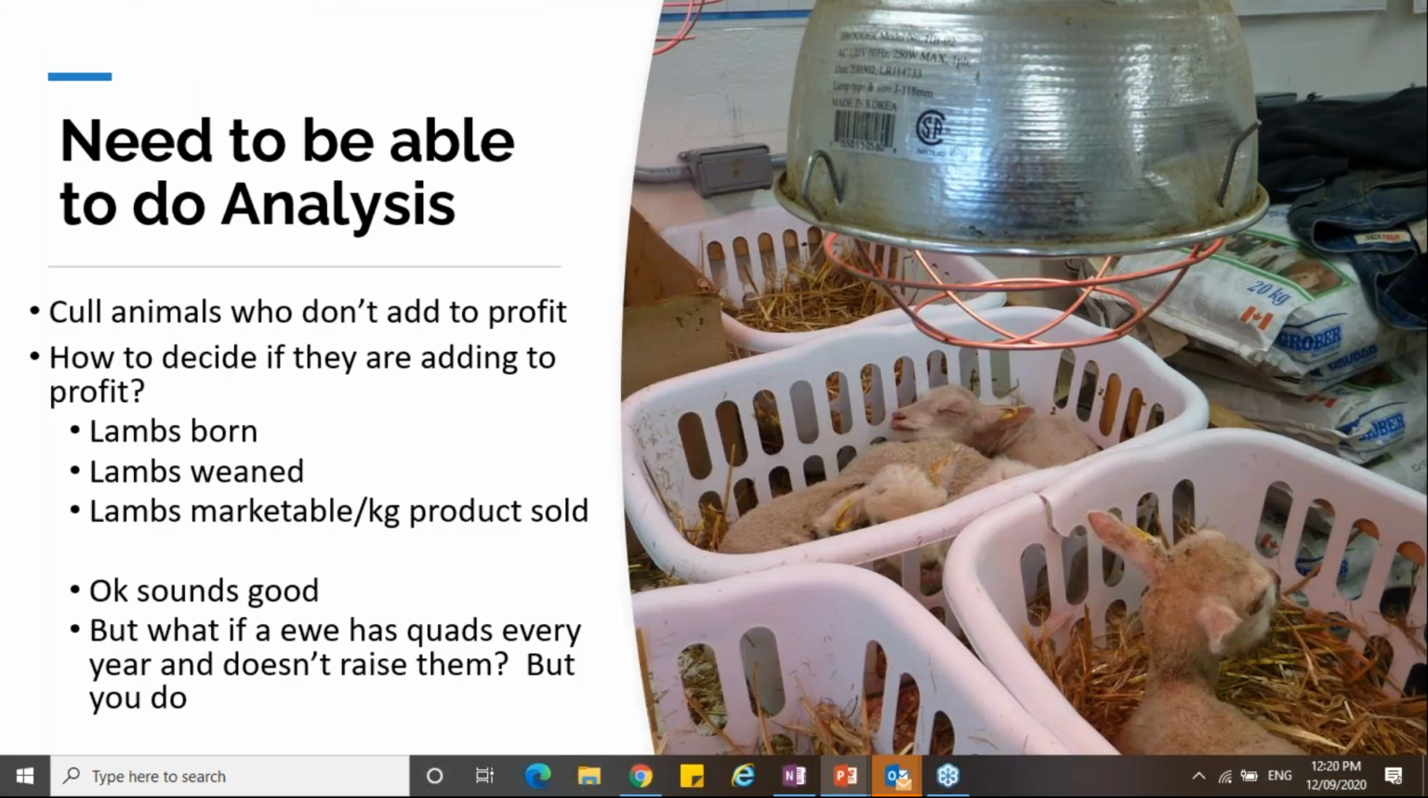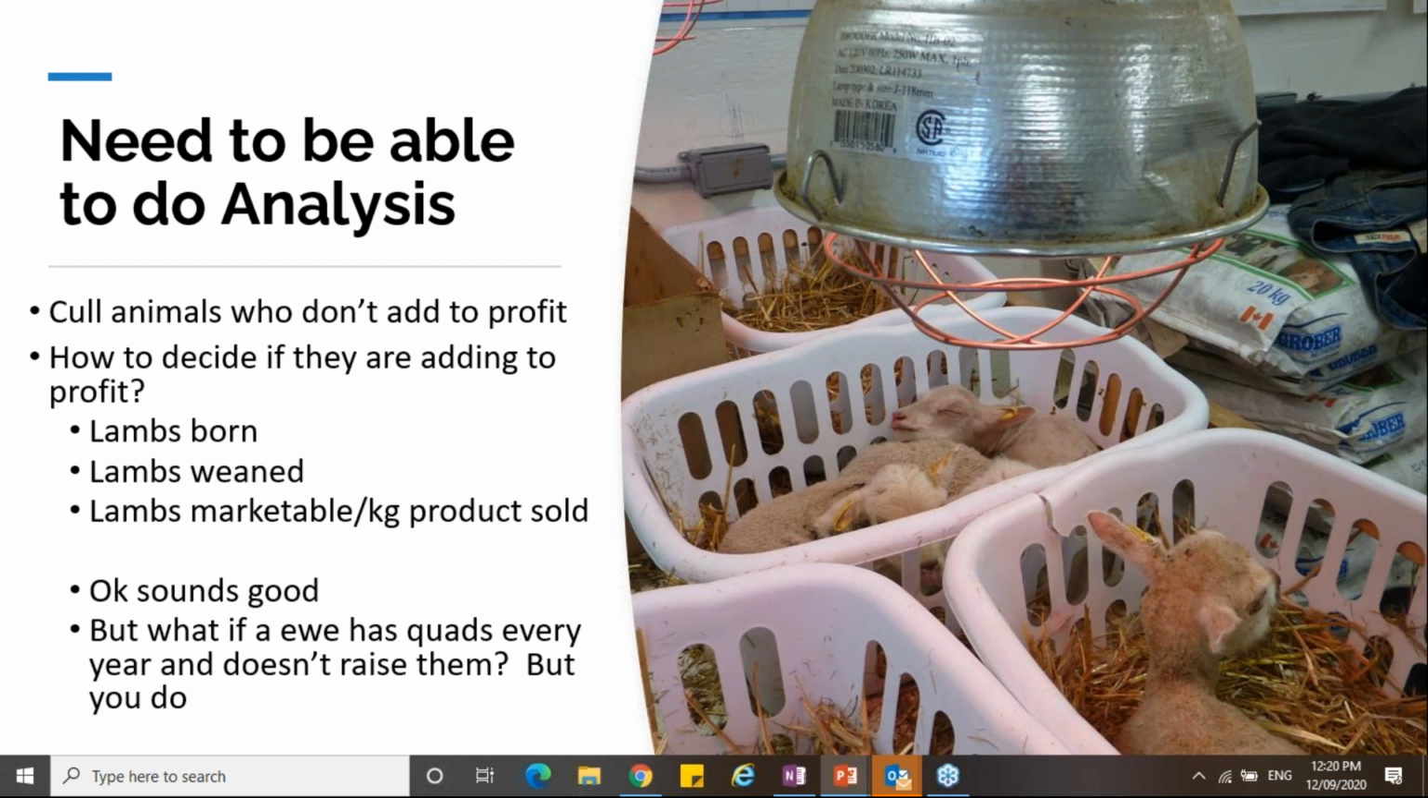And so you need enough information to be able to analyze. The objective is simple: you only want to cull animals that are not adding profit. So how are you going to decide if they're adding to profit? Are you going to use lambs born, lambs weaned, lambs marketable, kilograms of product sold?